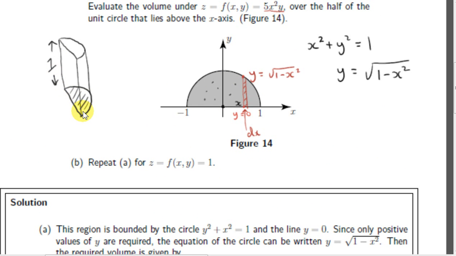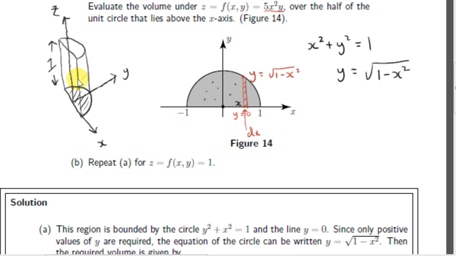Okay, so this circle here is supposed to be this here. I'm trying to show it with some perspective. So this line here is the x-axis, and this line here is the y-axis, and the positive z-axis of course is in this direction. Okay, so we want the volume of this shape here.